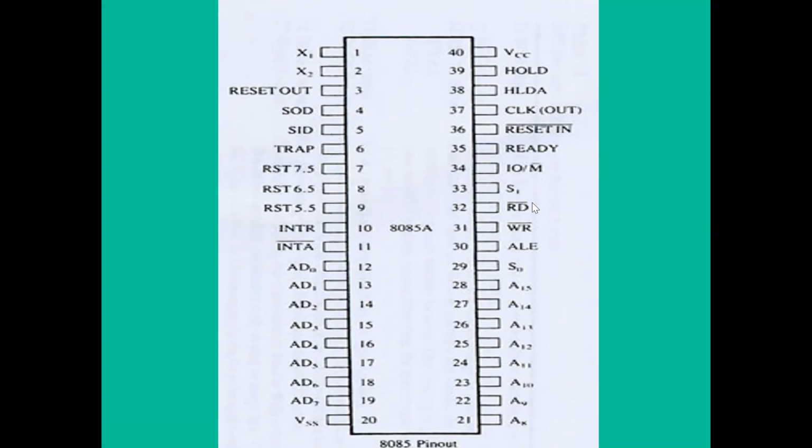Can you remember that we have an 8-bit data bus in the 8085 microprocessor? You can write it down on your copy if you have it. Do you have pen and paper with you? You can write it down: the 8085 microprocessor has an 8-bit data bus. It has a 16-bit address bus.